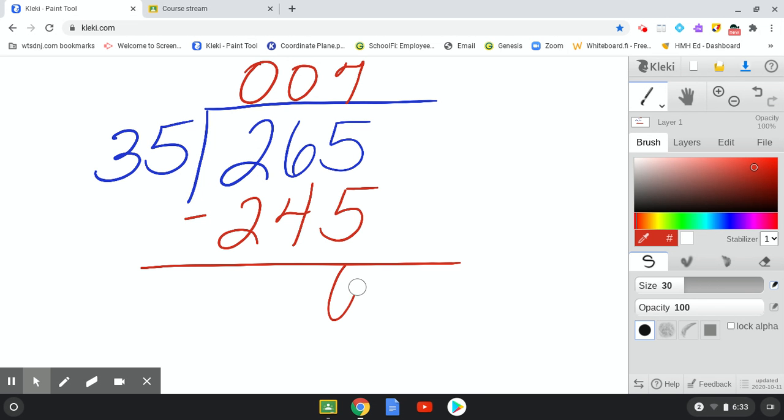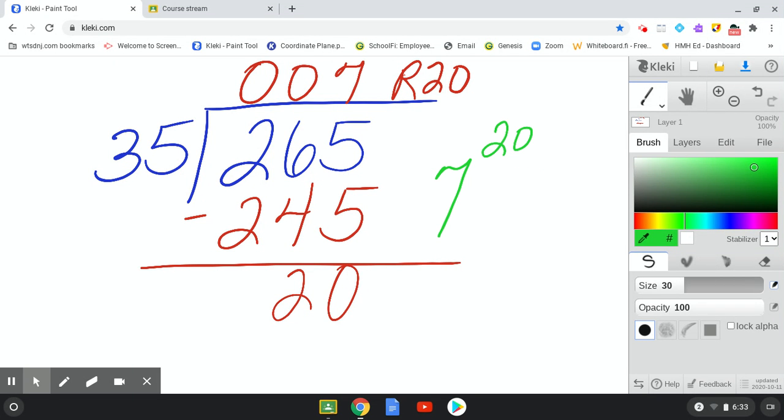I'm going to subtract, and I'm going to be left with 20. So I would normally say I have a remainder of 20, but remember, I want to put it in fraction form. So here, instead of saying remainder 20, we are going to write it as 7 and 20 35ths.